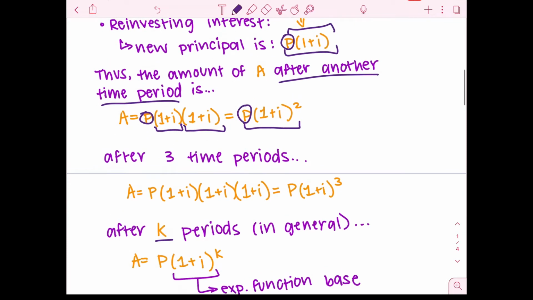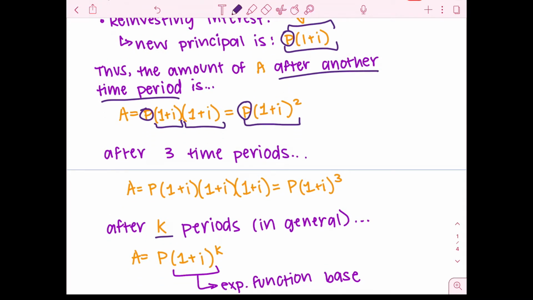And then after three time periods, so now we're going to be multiplying (1 plus i) by itself three times, we're going to get A is equal to P times (1 plus i) times (1 plus i).